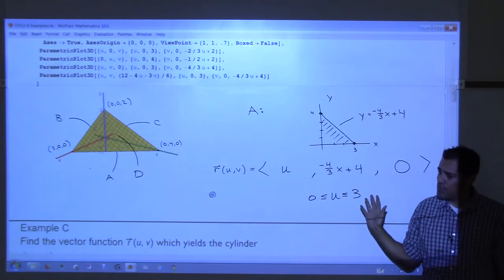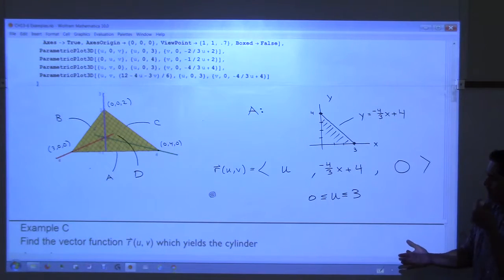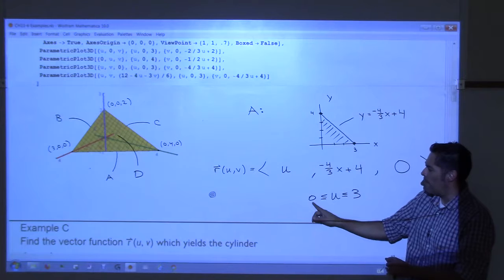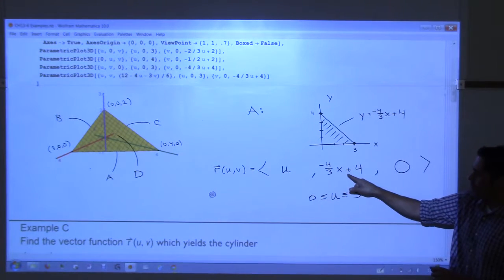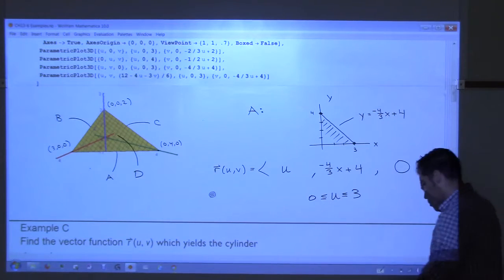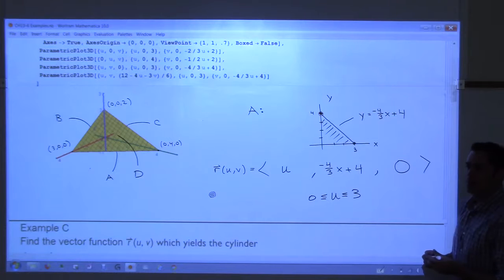That's what a lot of students will do. It's incorrect, and the reason why is this. If I fix right now u to be 0, you get what point? 0, 4, 0, right? Which would give you that point right there, right?